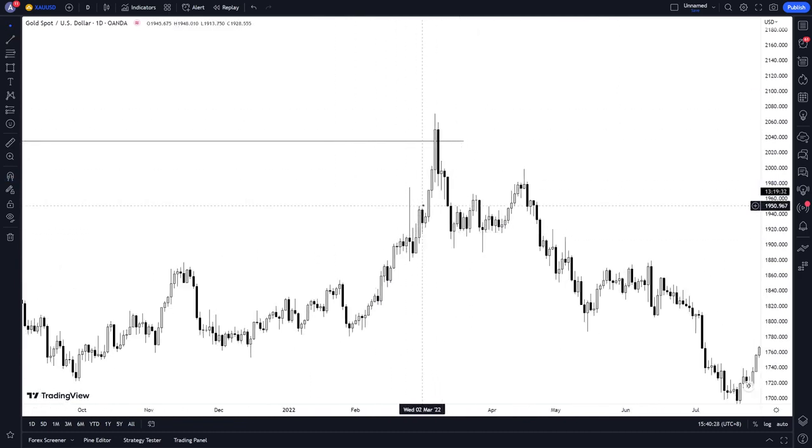Daily breakout. Daily breakout where? What's the traditional SNR that formed the high? This one, sell buy. Support.